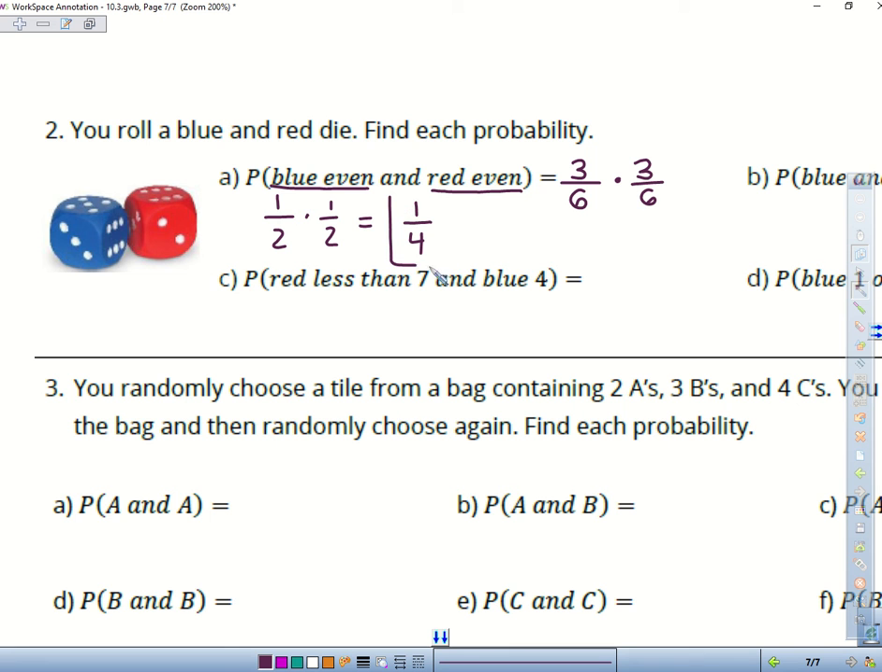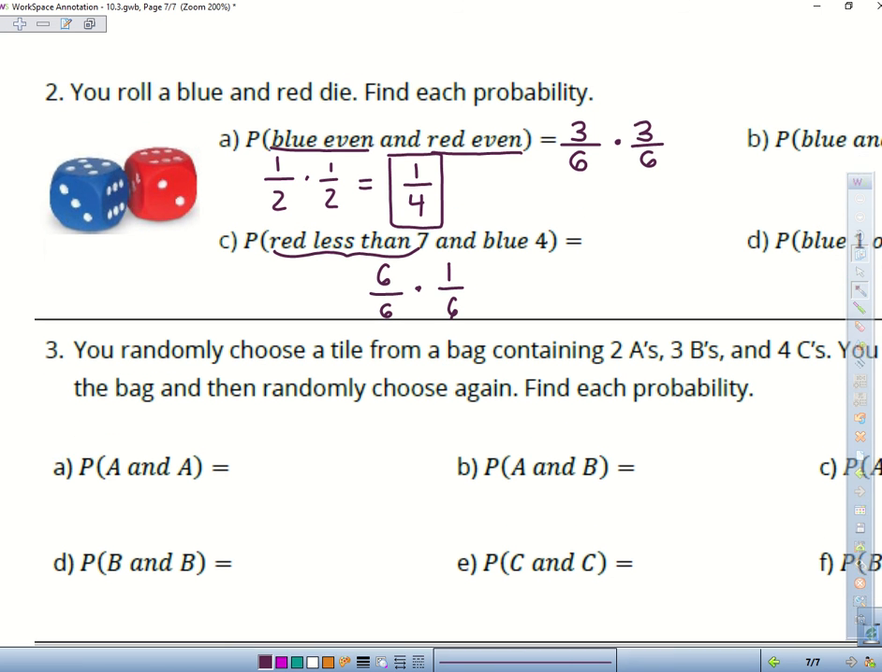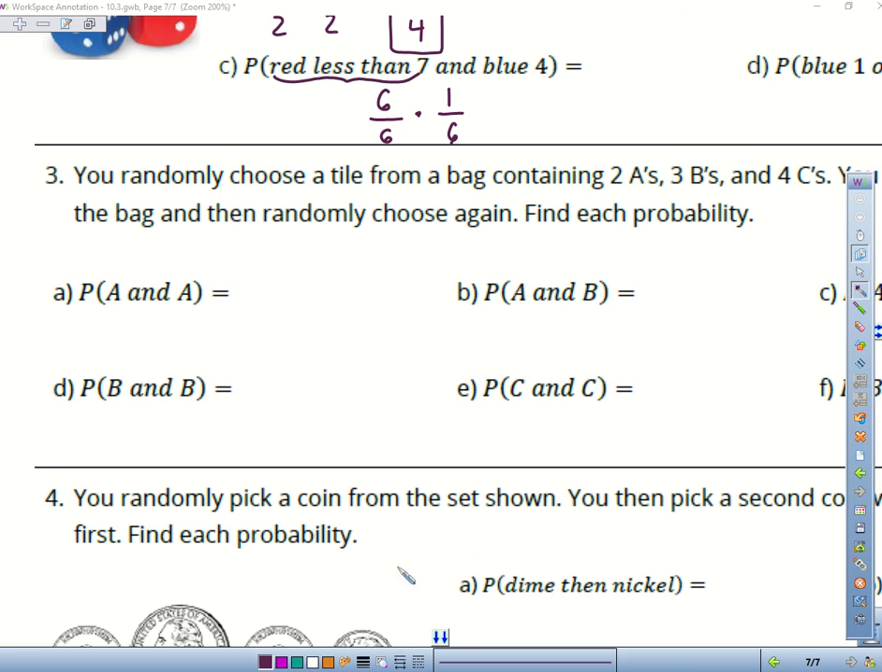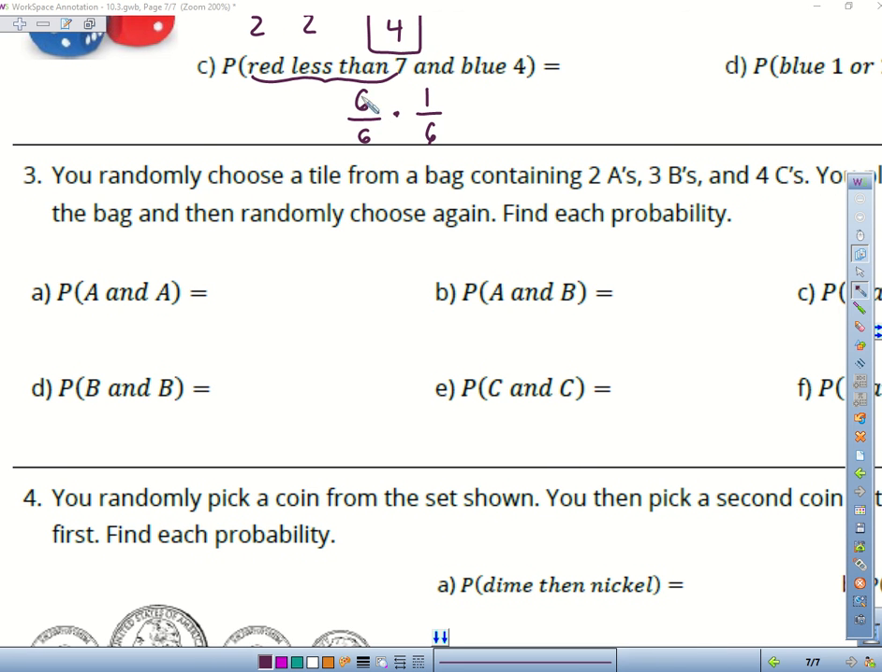Okay, so I'm not going to do all those problems with you, but I just wanted to get you started with how to do it. And to mention, a lot of people were asking me about this: a red less than 7. How many of those sides are less than 7? All of them. 6 out of 6. Times, a blue 4 is 1 out of 6, correct? So that's how you do it. Now let's look at number 3. You could cross cancel and you'd get 1/6, or you could multiply across and simplify.